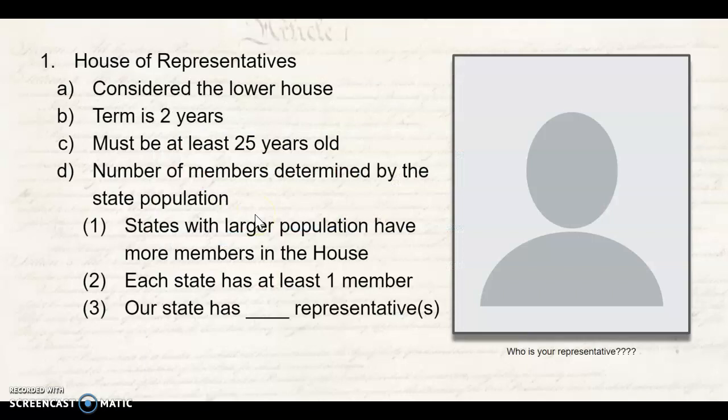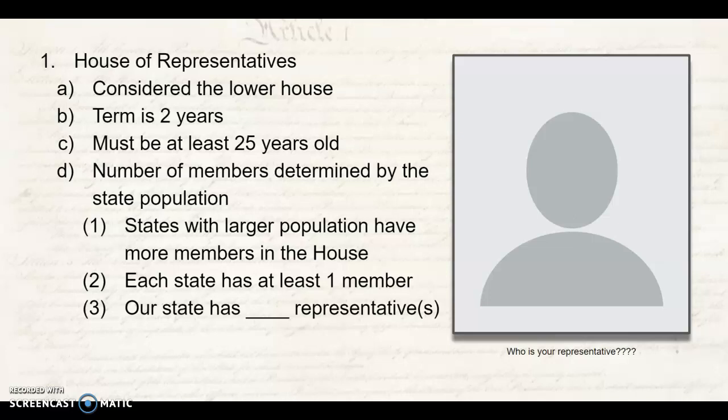Now we'll find out some information on the House of Representatives. The House of Representatives is considered the lower house. The term is 2 years. You have to be at least 25 years old. The number of members is determined by the state's population. So states with a larger population have more members in the House than ones with smaller populations. Each state has at least one member.